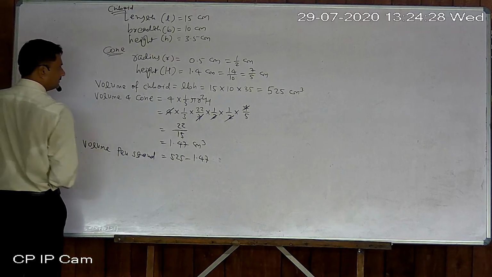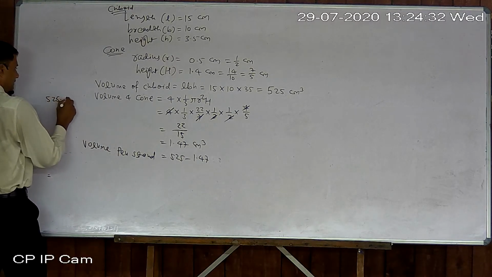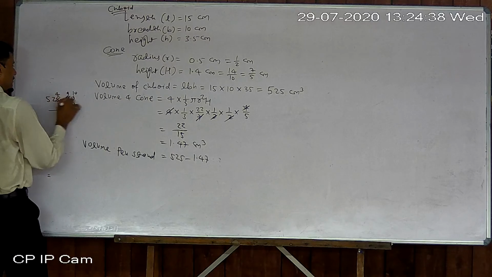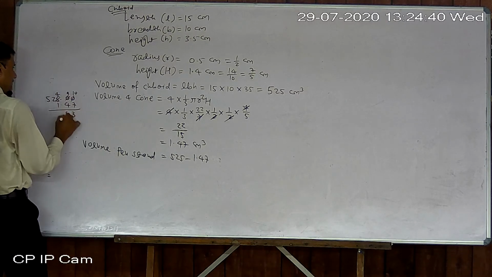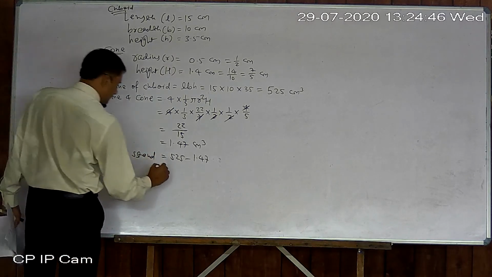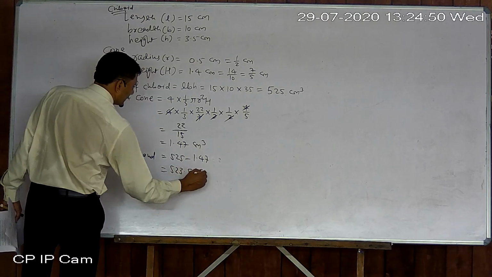Okay, now 5 to 5.001.47. 10, 9, 4. So 10 minus 7 is 3, 9 minus 4 is 5, 3, 5 to 3.53. So it is equal to 5 to 3.53 centimeter cube.